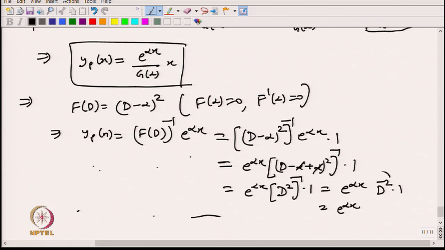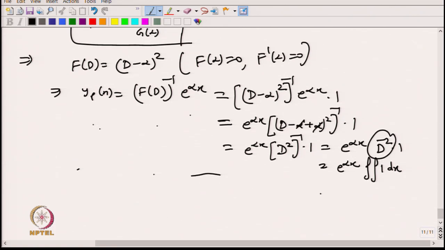So, e^(alpha x), and what is this? It is the two-time integration of 1 with respect to x. So, this can be written as e^(alpha x), and this is the two-time integration I am taking. So, 1 gives x square by 2 plus c x, because if I do the one-time integration it will be x plus some constant. So, in that case I take that constant as 0 and then integrate again. In this case, if you see, I choose this c equal to 0. So, I will get only e^(alpha x) x square by 2.